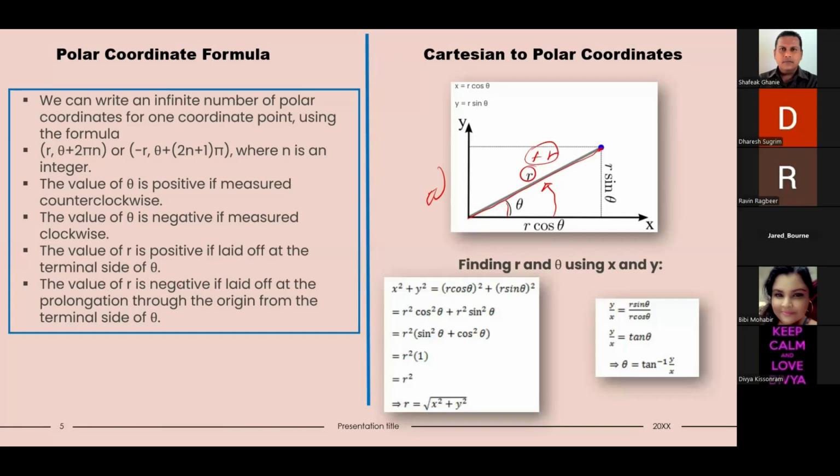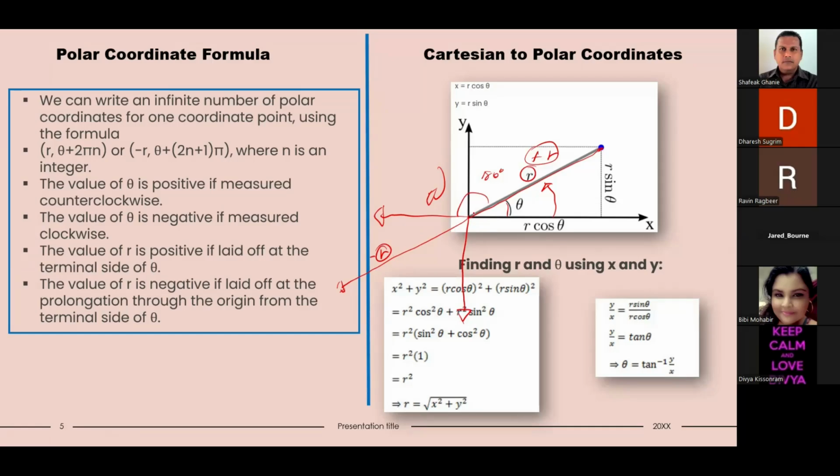The value of r is negative if laid off at the prolongation to the origin from the terminal side of theta. So r is going to be negative if we actually prolong it to the origin. So r here is negative. This is basically just adding 180 degrees. It achieves the same thing, right? So you can either add 180 degrees, r is going to be negative, or you could prolong it.